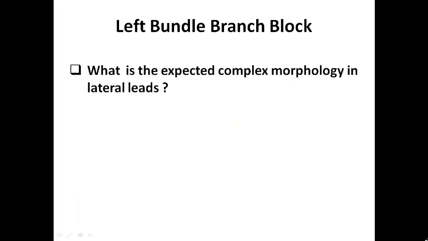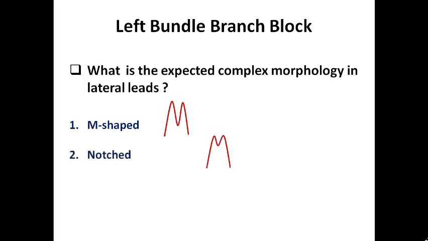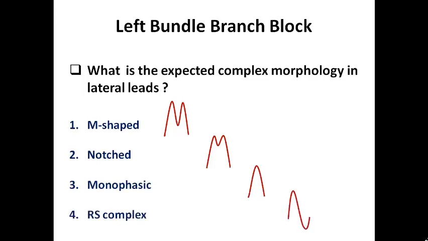But in V6 you could find some variation in the complex morphology apart from the classical pattern. We could find M-shaped complex like here, we could find notched complex like here, we could find the classic broad monophasic R wave, and we could find sometimes R wave followed by small S wave. But in V5, V6 usually the complex is predominantly positive in case of left bundle branch block.